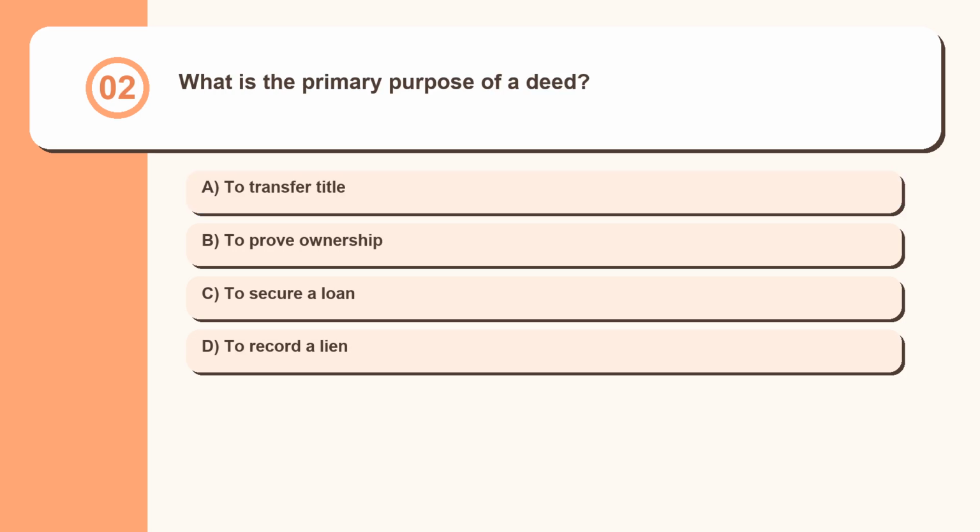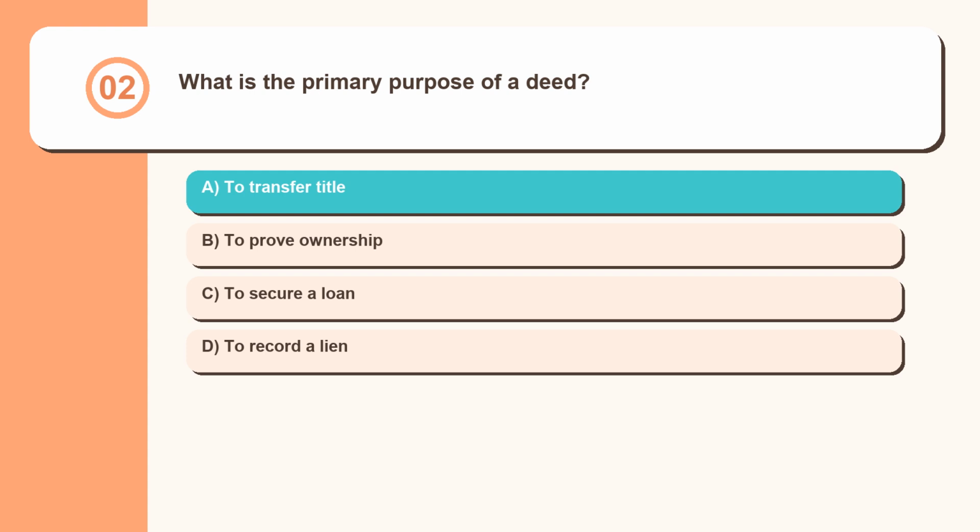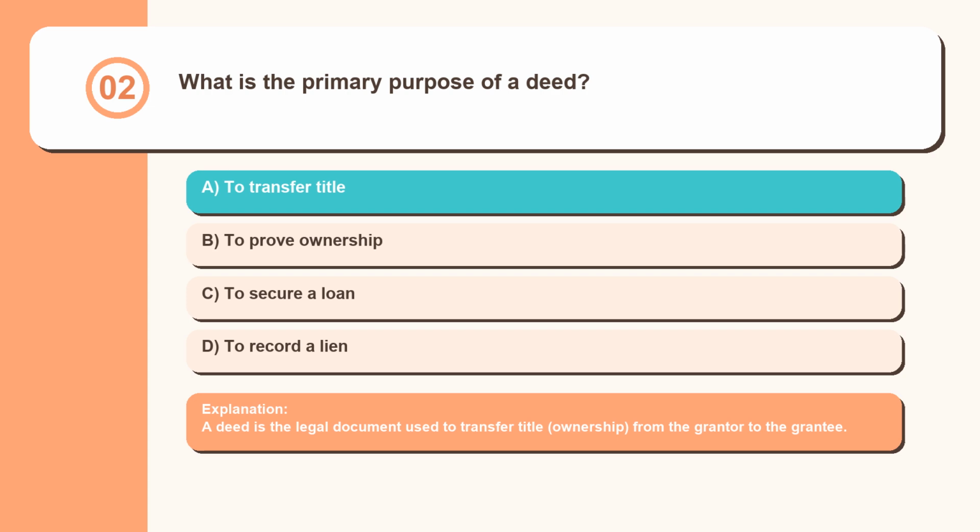Question 2. What is the primary purpose of a deed? To transfer title, to prove ownership, to secure a loan, to record a lien. A deed is the legal document used to transfer title, ownership, from the grantor to the grantee.